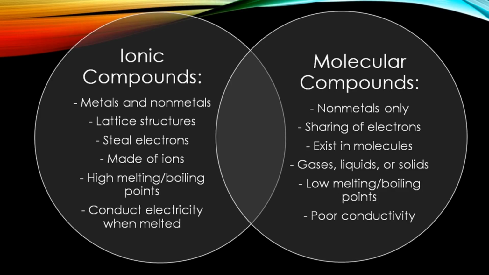They are formed when electron pairs are shared between two atoms, and these compounds exist in molecules such as gases, liquids, or solids. They aren't as strong as ionic compounds, so they have low melting and boiling points, and they also happen to be poor conductors of electricity.